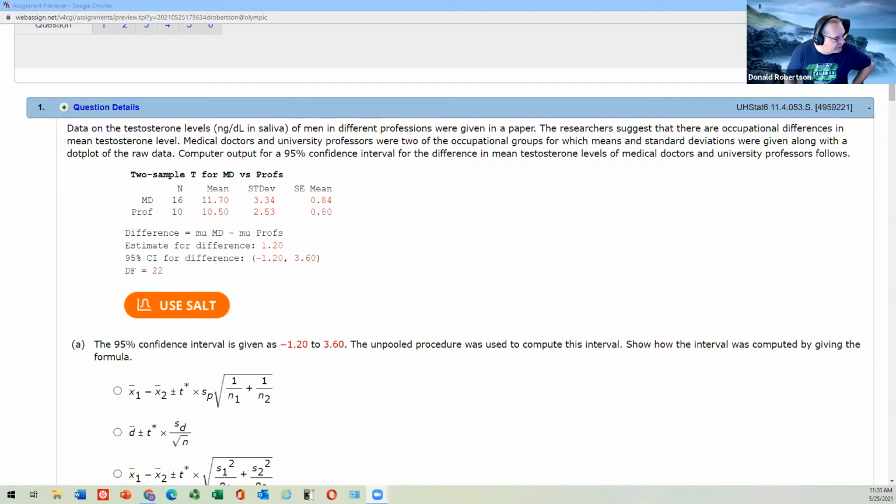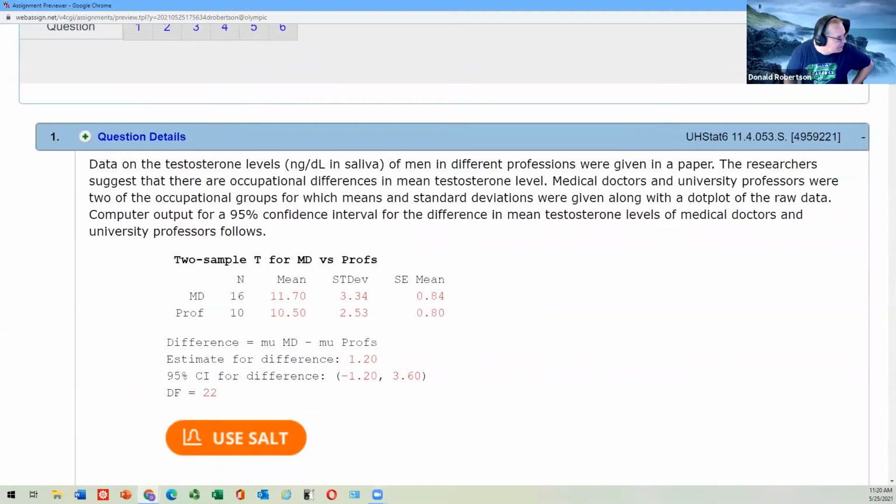So in this particular story, since we're kind of collecting data, let's see if I make it a little bit bigger. Too much. Okay. They were looking at the testosterone levels of men in different professions.